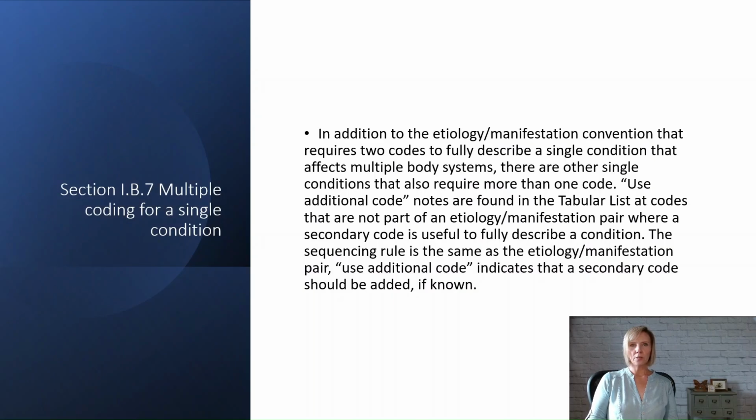Code first and use additional code notes are also used as sequencing rules in the classification for certain codes that are not part of an etiology manifestation combination. This is because there are some single conditions that require more than one code to fully capture the clinical picture. In other cases, adding a secondary code helps provide a complete description of the condition. For these conditions, you'll find in the tabular list either the use additional code instructional note or the code first instructional note, and the sequencing rule is the same as the etiology manifestation pair.